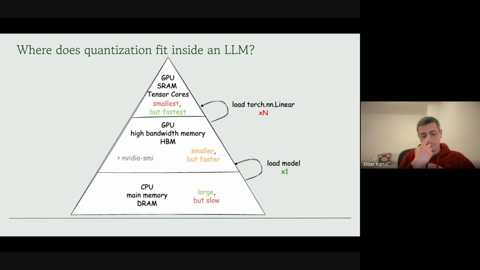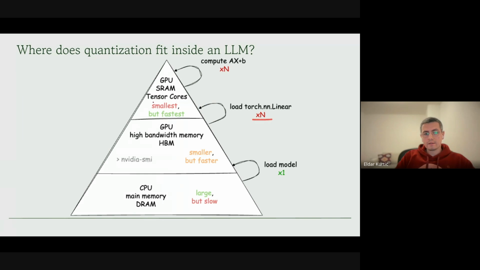The next thing that's going to happen while we're doing the forward pass is that we have to load the linear operators, the linear layers from our model, from HBM into SRAM and tensor cores, because the actual computation happens in tensor cores. So we have to take a linear layer, chunk it into tiles, and send it over to tensor cores to do the actual computation. So we need to load the torch.nn.Linear, and we're going to do this n times, for every single linear operator in the network, and we're going to do it multiple times if we're continuously generating tokens from the model.